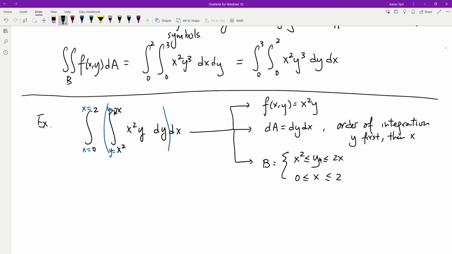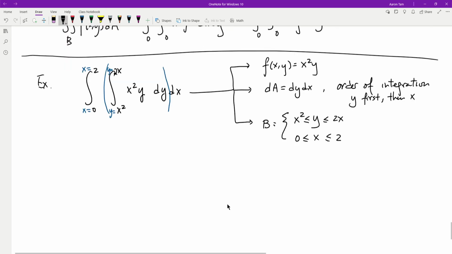Because we cannot have the bottom inequality have variables in it. As a matter of fact, the lowest inequality should always have just constants. That's how it works. So now let's see if we can identify these regions B properly.